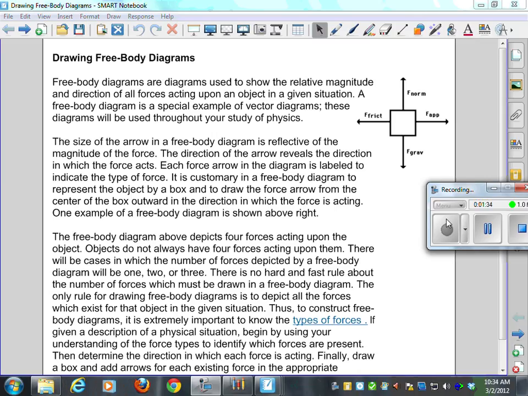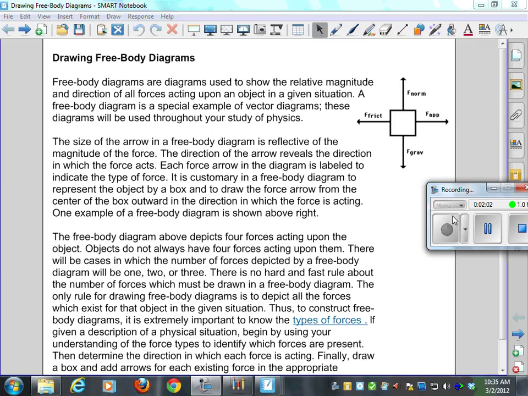The size of the arrow in a free body diagram is reflective of the magnitude of the force. In other words, big arrows mean big forces. The direction of the arrow reveals the direction in which the force is acting. Each force arrow in the diagram is labeled to indicate the exact type of force. It's generally customary in a free body diagram to represent the object by a box and to draw the force arrow from the center of the box outward in the direction that the force is acting. An example of a free body diagram is shown at the right.